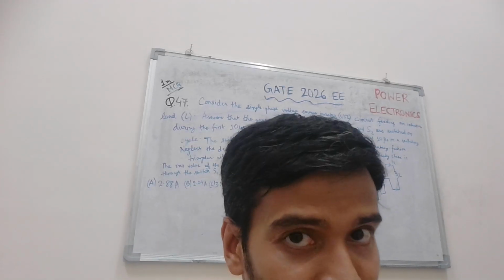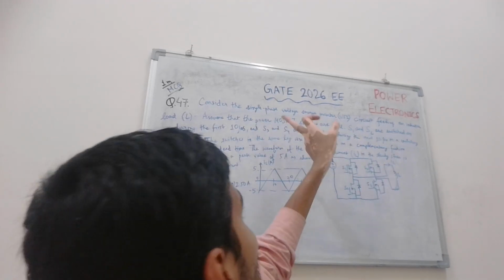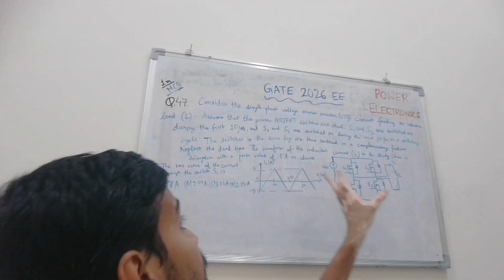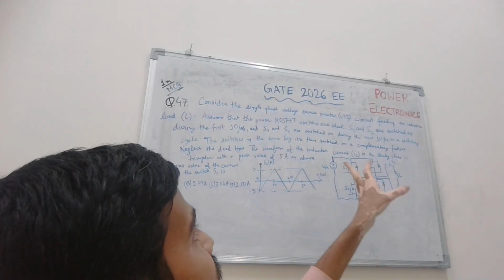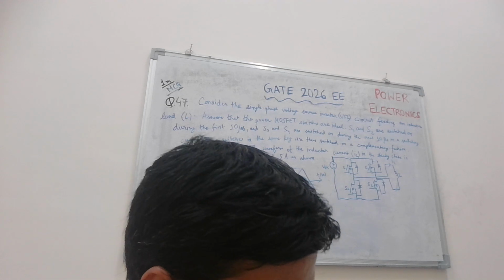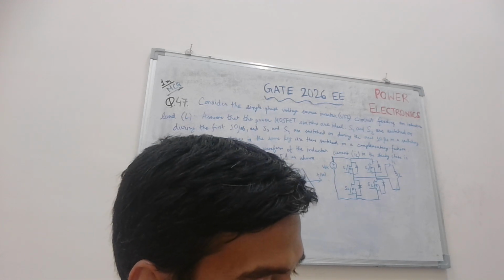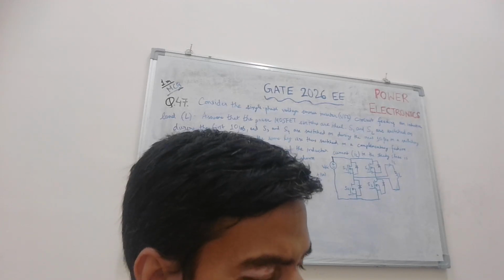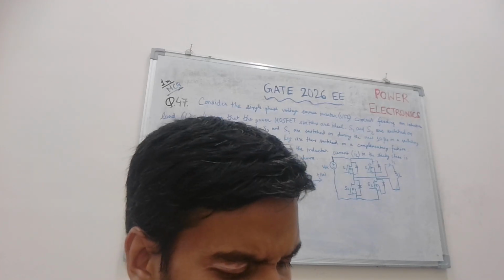with power MOSFET switches. Question goes like, consider a single phase voltage source inverter circuit feeding an inductive load. Assume that the power MOSFET switches are ideal. S1 and S2 are switched on during the first 10 microseconds and S3 and S4 are switched on during the next 10 microseconds in a switching cycle. Switches in the same leg are thus switched in a complementary fashion.